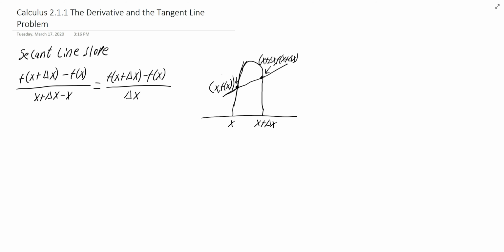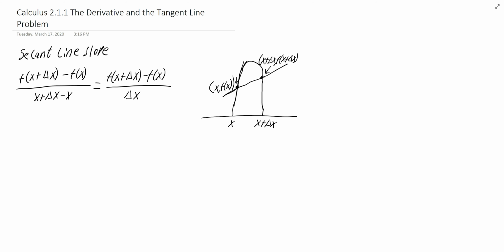As you can see, this is rise over run, as I mentioned before in this formula. We have f of x plus delta x, which came from the second point, minus f of x, which is the y-coordinate of the first point, and then we're dividing it by the x-coordinate of the second point minus the first. So this is what we've done before. This is secant line slope.